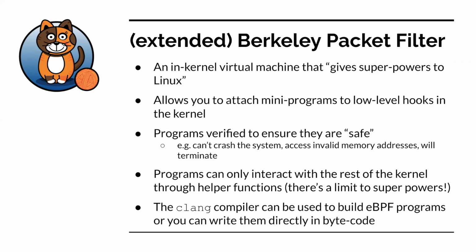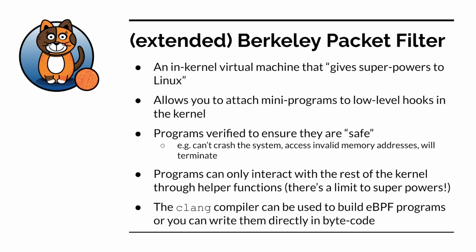So what is eBPF? Well, it's the extended Berkeley Packet Filter, which may not mean anything to you. It's an in-kernel virtual machine that allows you to load small programs into the kernel to do specific things. And we say this gives superpowers to Linux because they can be really special things, unusual things that a particular area of Linux wouldn't naturally do. So where does the name come from? It was originally a way of defining filters for what packets you wanted to export to user space when you're using a tool like TCP dump.